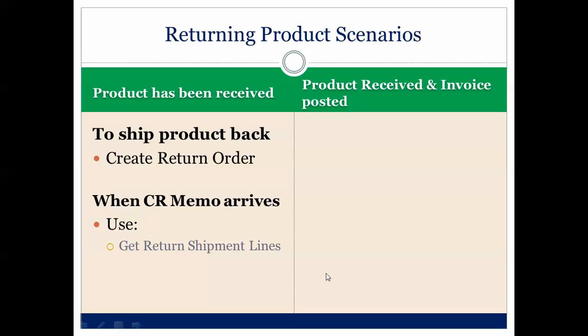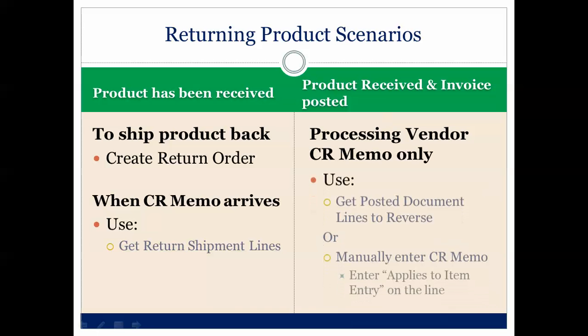So now, here's another scenario where let's say you've received and you've already invoiced and paid the vendor, or not even paid, let's just say you've invoiced, but the result is you have a posted invoice. What we're going to go through is we're going to use on the credit memo the get posted document lines to reverse, or we can manually enter the credit memo. So I'll walk you through both ways of returning product in the event that you already have received and have a posted invoice that may have been paid for that vendor.